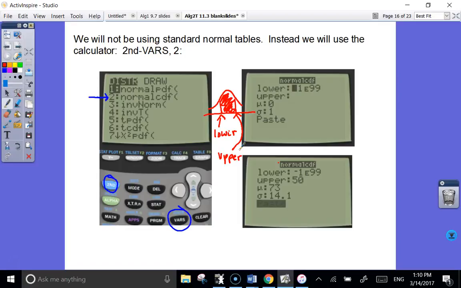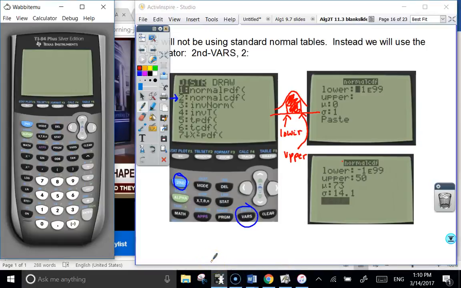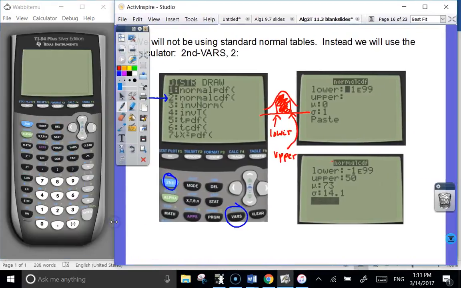Let me do it here, because I don't think I have it on the next slide. So let me shrink this and put up the calculator. I'm too busy. So second vars 2, and I already had something in there. So let's see, I'm just going to put in 0, 50, 73, 14.1.